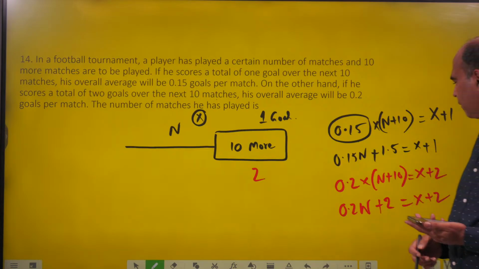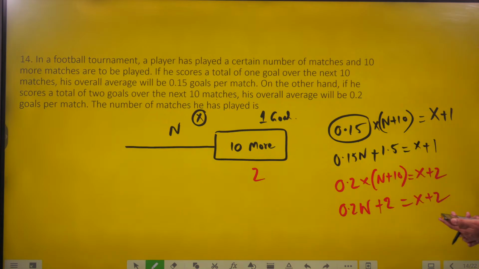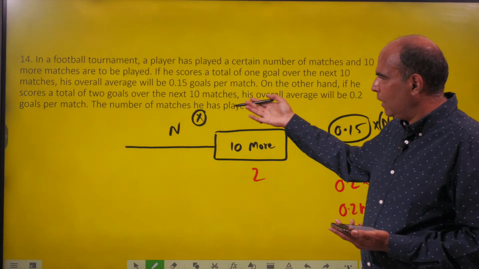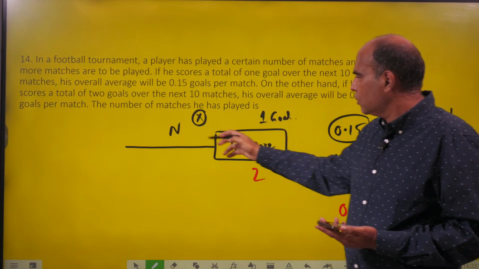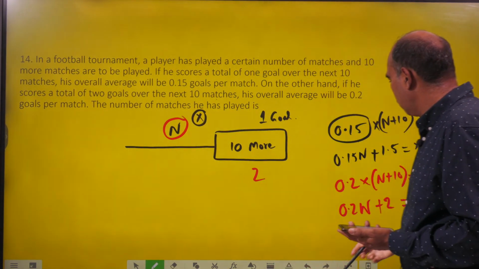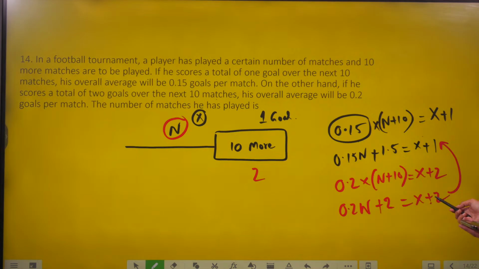So now it's just a matter of solving these two equations. If from this equation I subtract this one, they've asked me the value of n, the number of matches he has played. So my target is to get n, so I'll eliminate x.